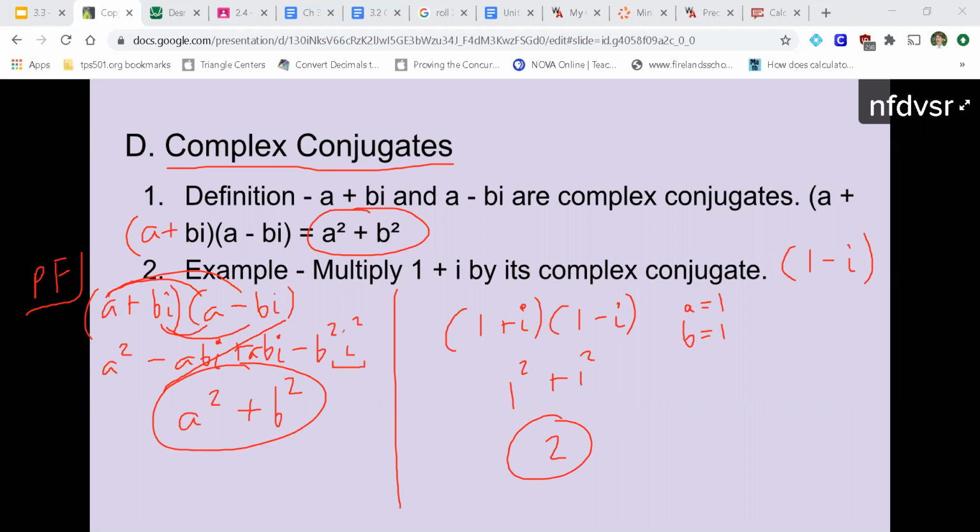So you don't have to end up doing the distributive property at all. This shortcut will get you the answer fairly quickly. The other great thing about this shortcut is it takes a complex number and makes it into a real number.